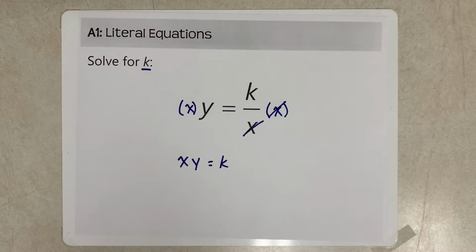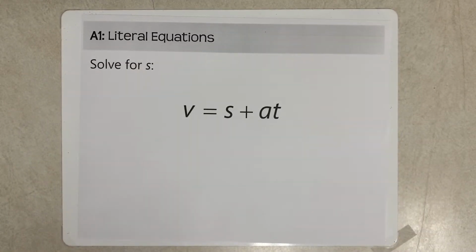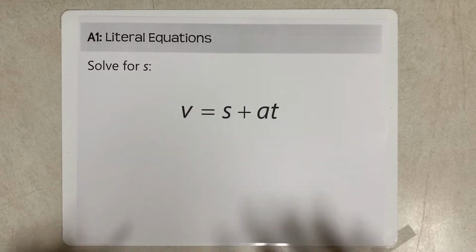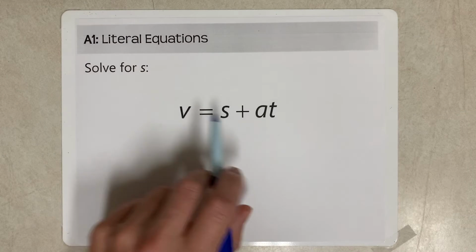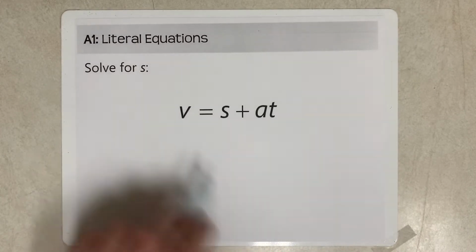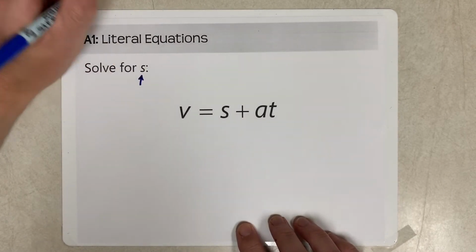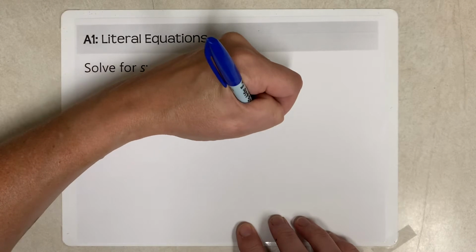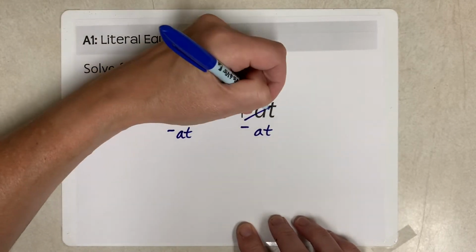That one's done. Since I used to teach physics, I have a lot of physics formulas for you, and I taught geometry too. You don't need to know what this stands for. V is velocity, s is distance, a is acceleration, t is time. You don't need to know any of that. All you need to do is get s by itself. Well, this one's pretty easy. If I just subtract the at term from both sides, I will have achieved that.